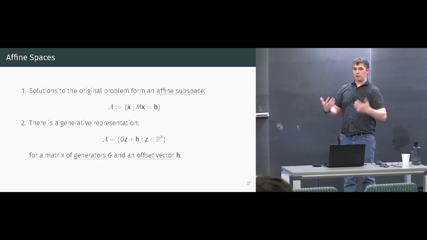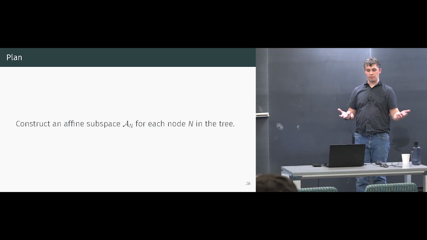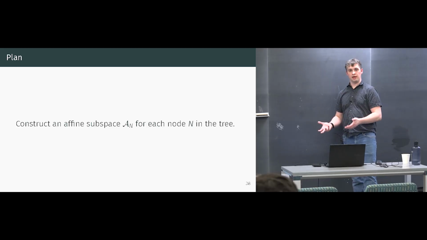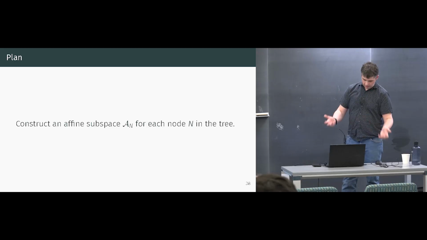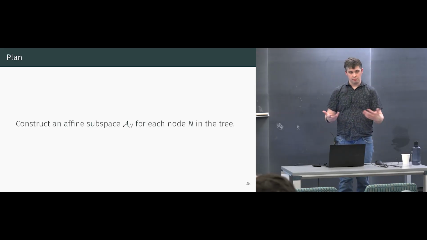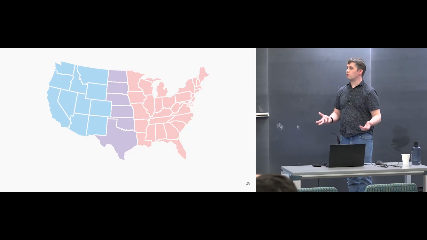And what we're going to do is, well, okay, the plan is to construct an affine subspace for each and every node in the tree. We just have to figure out what that affine subspace is. And as I said, we're going to take some cues from the coloring example. For a start, I need a little bit of terminology.